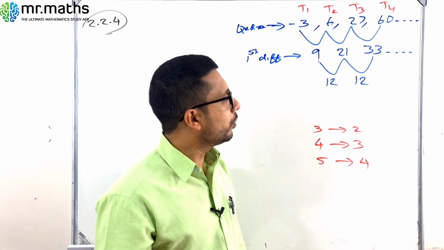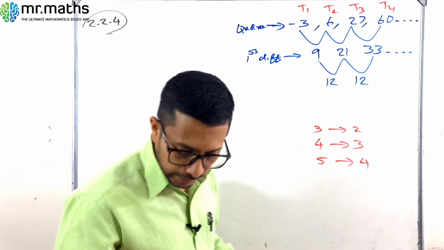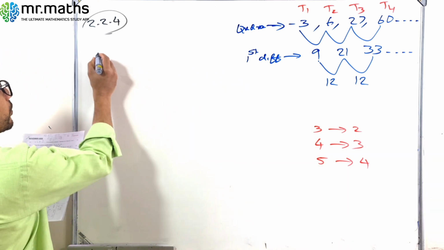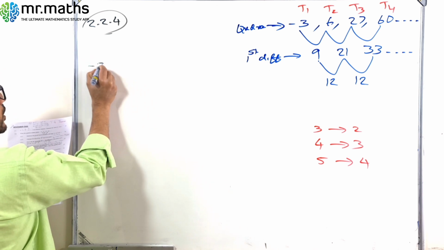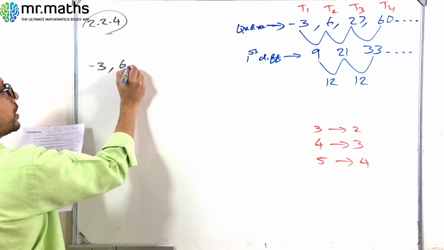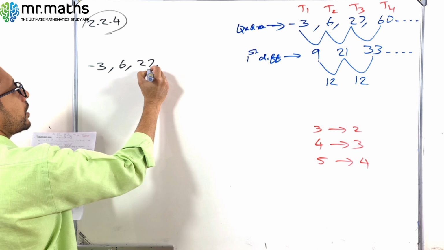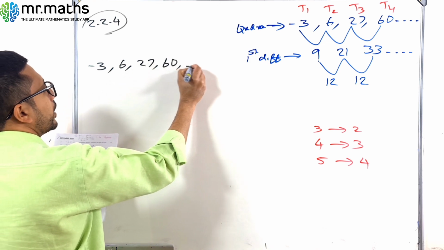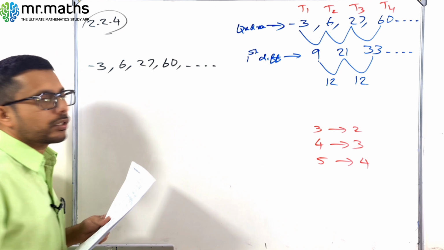Now let me write that quadratic sequence once more here. What is our quadratic sequence? Minus 3, 6, 27, 60, etc. That is the quadratic sequence.